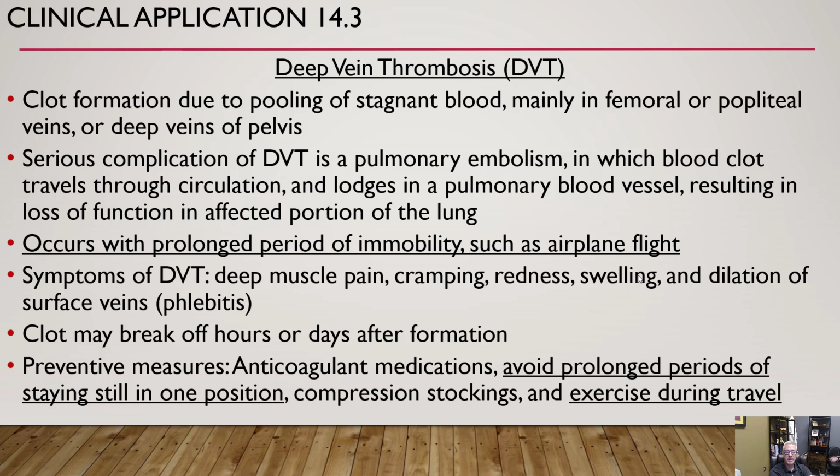But basically with DVT, that clot can actually break off and lead to an embolism, a thrombus, an embolism, and go in and block your pulmonary artery, and you have a pulmonary embolism. It can go up into your brain. You can have a cerebral aneurysm.